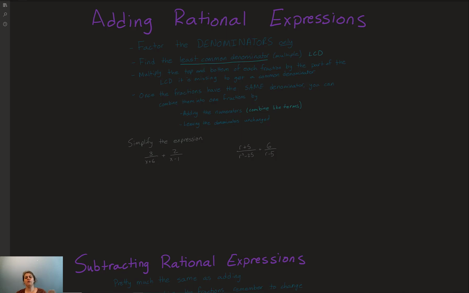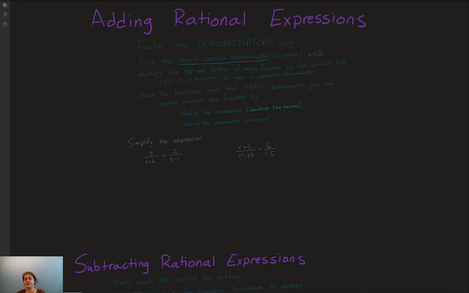So, Miss Norton, why aren't we doing that cross multiplication-y thingy like we did with the number fractions? Sometimes you are. If there's no common factors between the two denominators, that's totally what's going to happen. In fact, on that first one, that's exactly what we're going to end up doing, is just multiplying the fractions by the other guy's denominator.